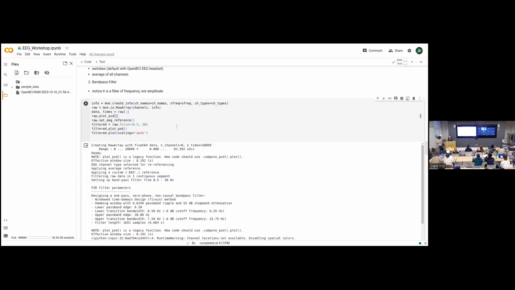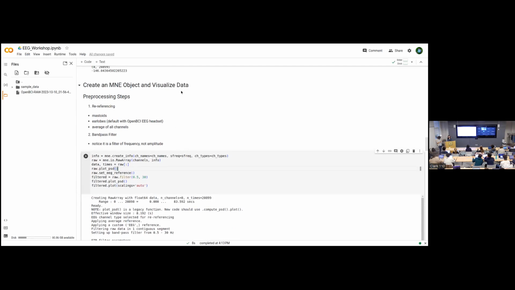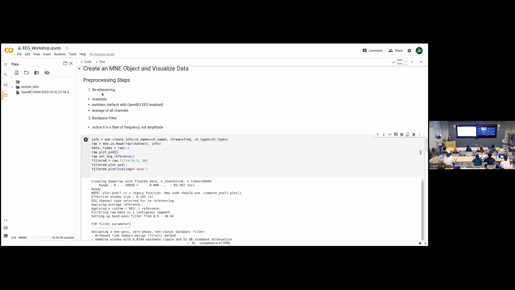Okay, now we're gonna get into the pre-processing step. The two steps that we are able to do are re-referencing and a bandpass filter. Re-referencing can be done in different ways, and there are different traditions for how people like to do it.